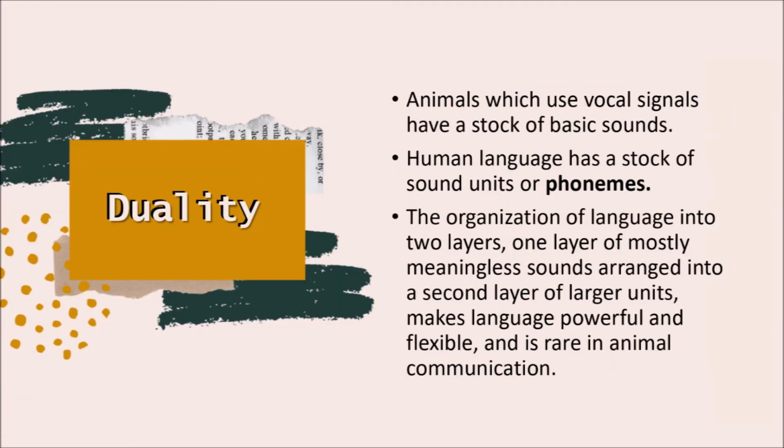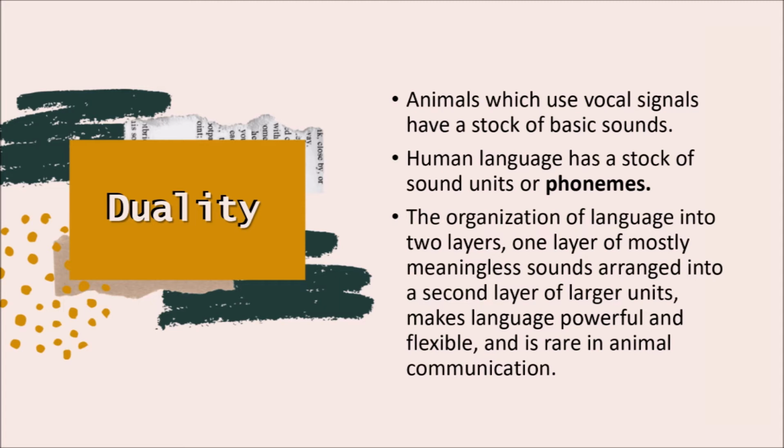Animals which use vocal signals have a stock of basic sounds which vary according to species. Most animals can use each basic sound only once. That is, the number of messages an animal can send is restricted to the number of basic sounds, or occasionally the basic sounds plus a few simple combinations.